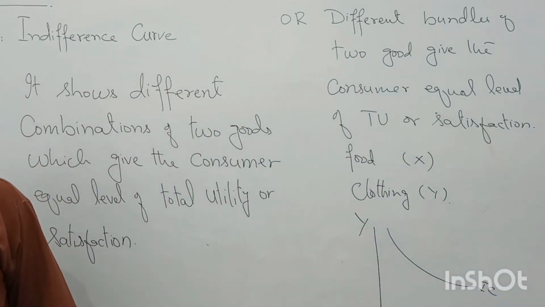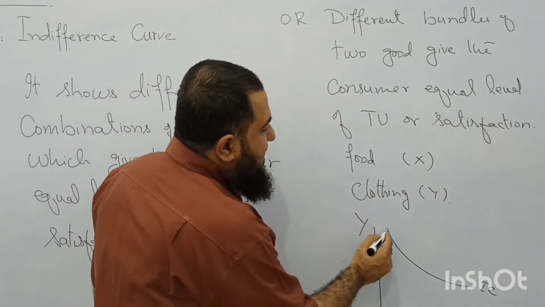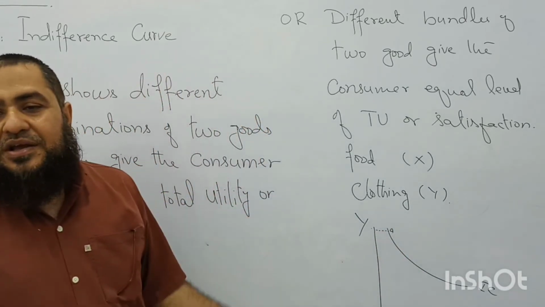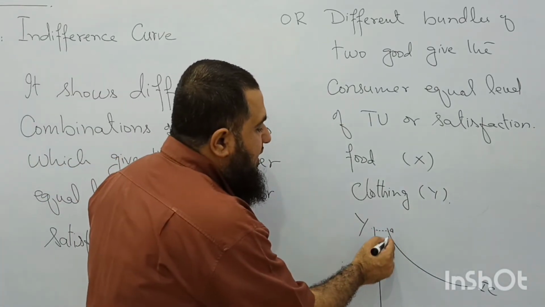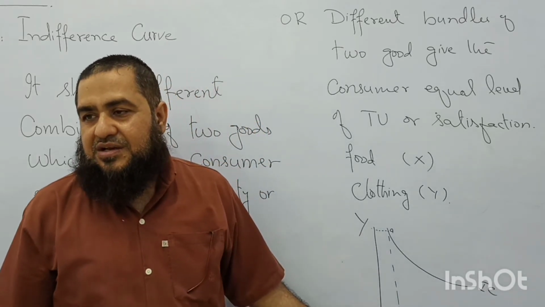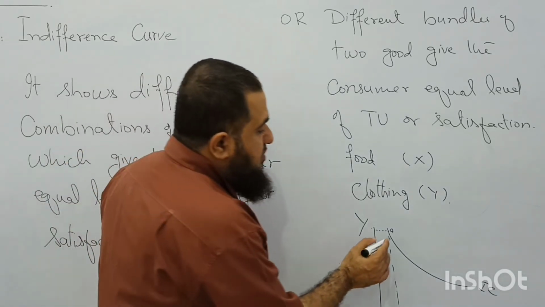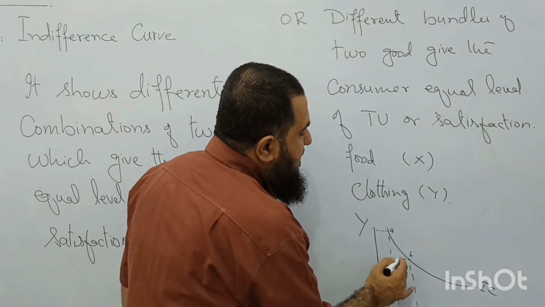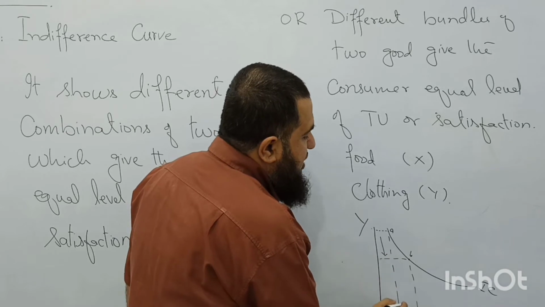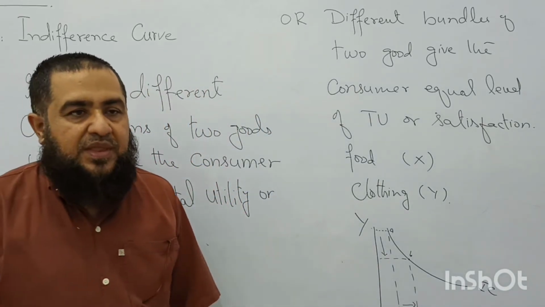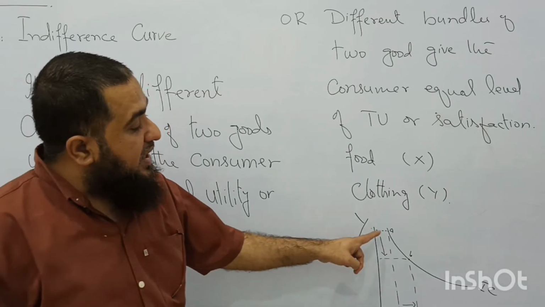This is a downward sloping indifference curve. What does it show? Basically, if the consumer is here at this point A, he is having more Y and less X. Clear? When he or she moves from A to B, what happens? He is giving up Y to get more X. Is it happening? So what is happening over here?